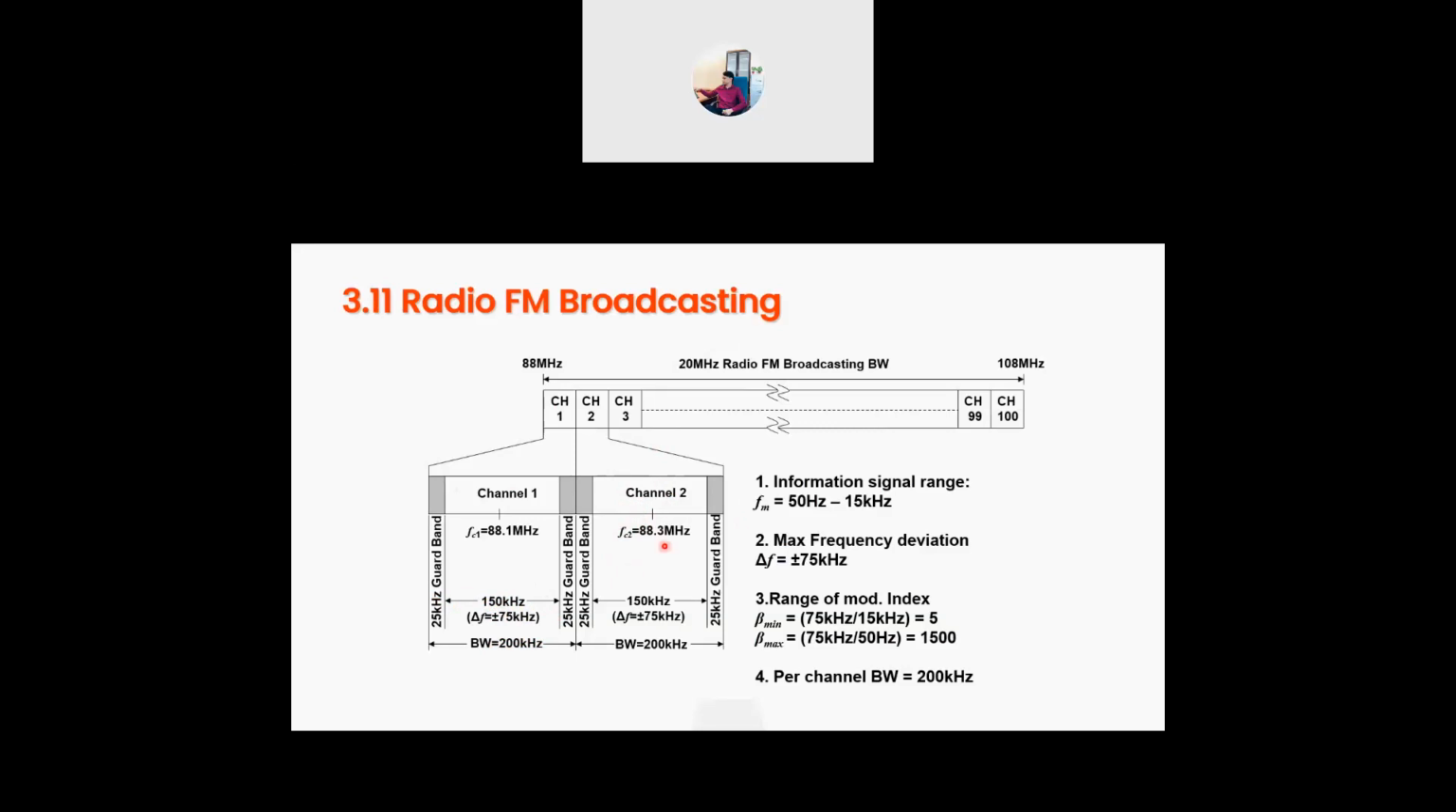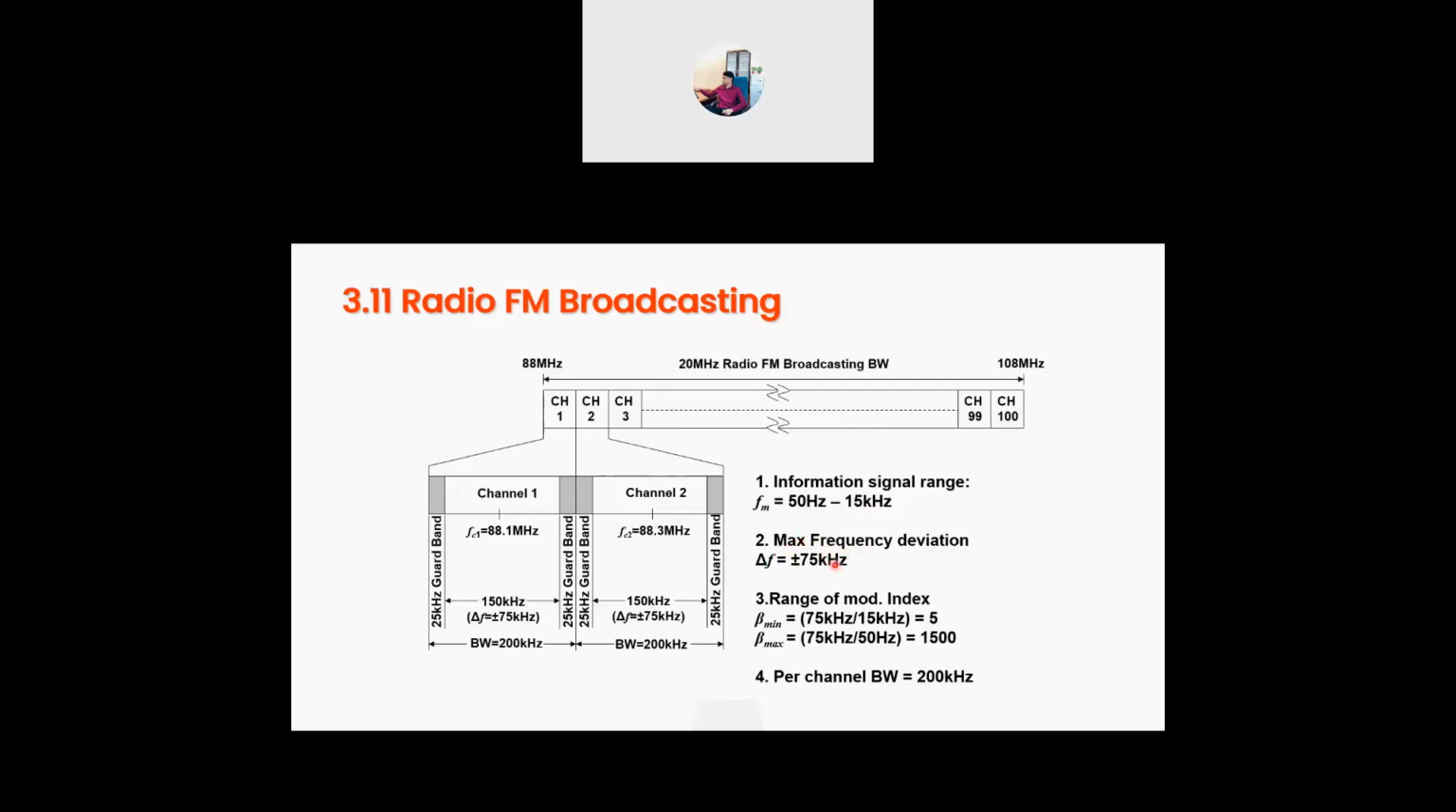So same for channel 2: 88.3 megahertz, the same bandwidth, 200 kilohertz. The information signal range depends. For the FM signal, your information signal, the modulating signal, is from 50 Hertz to 15 kilohertz. Please refer back to the slide where we discussed the difference between the FM system and the AM system. Please refresh on that.